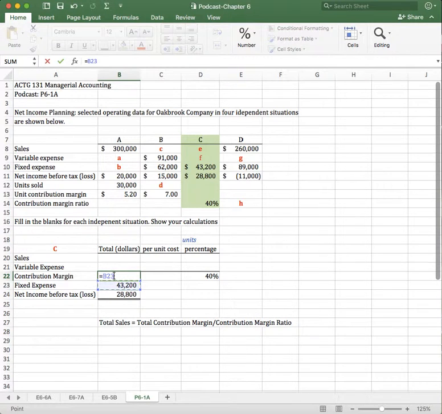Contribution margin is fixed expense plus the target profit or the net income before tax. So there we go, $72,000. Now, I put this formula here for you because total sales equals the contribution margin in dollars divided by the contribution margin percentage. So let me show you what that looks like.